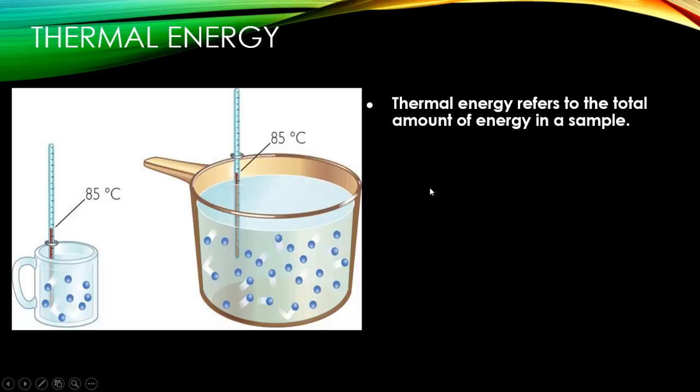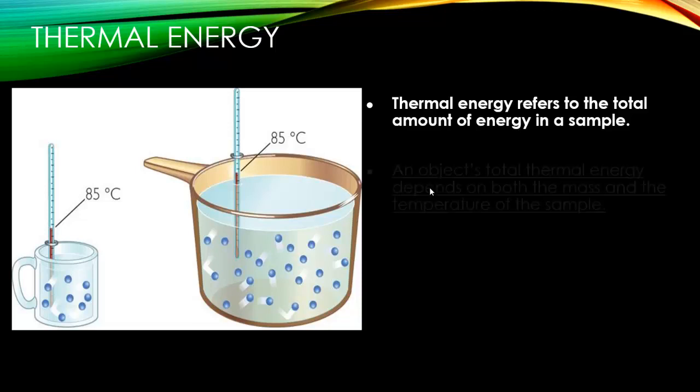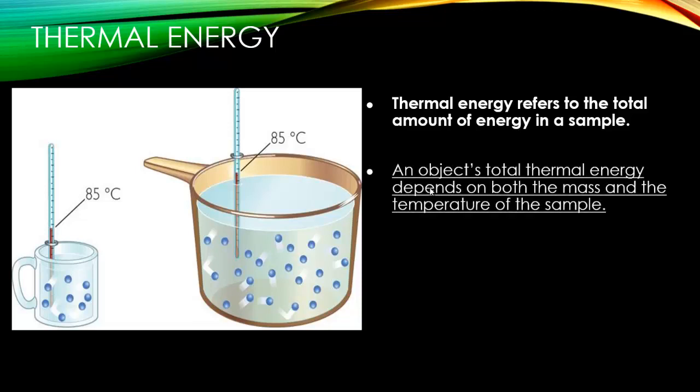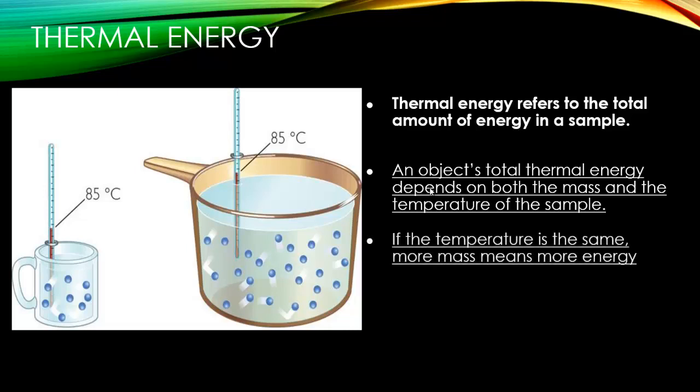But what you would get is very different amounts of thermal energy, because the bigger container would have much more energy because there's much more stuff with the same average amount of energy. So the thermal energy depends on both the mass and the temperature. And if the temperature is the same in 2 containers, more mass means more energy. So that means this container on the right would have much more energy than the one on the left over here.